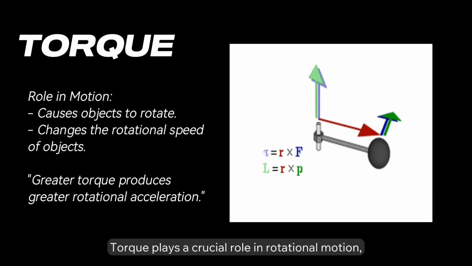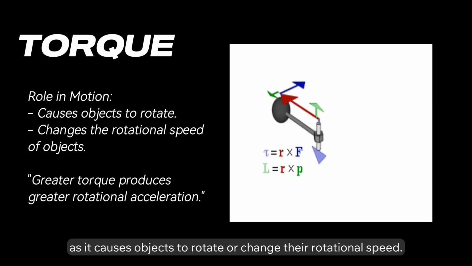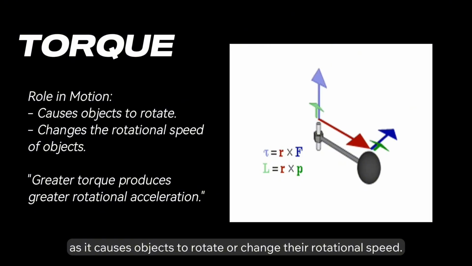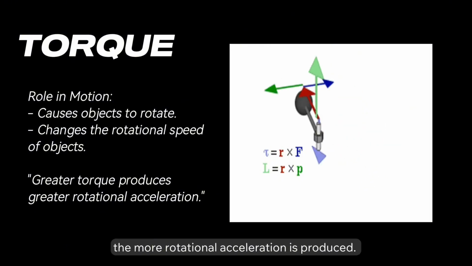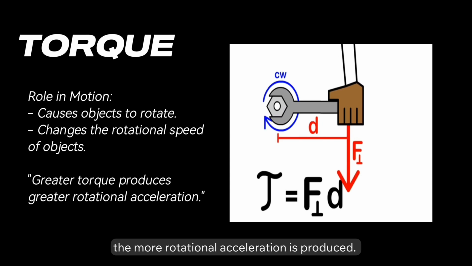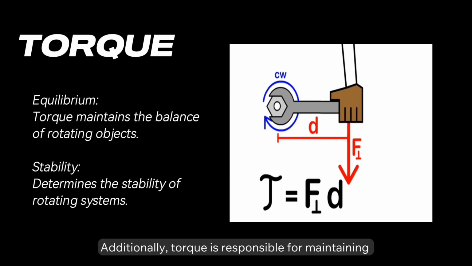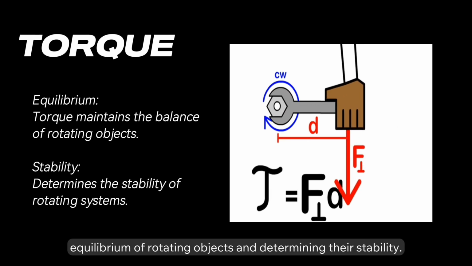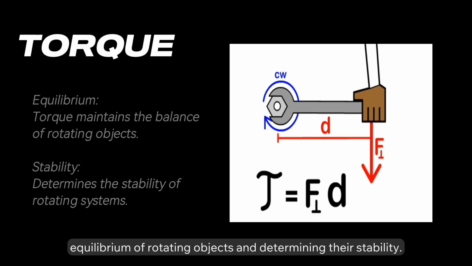Torque plays a crucial role in rotational motion as it causes objects to rotate or change their rotational speed. The greater the torque applied, the more rotational acceleration is produced. Additionally, torque is responsible for maintaining the equilibrium of rotating objects and determining their stability.